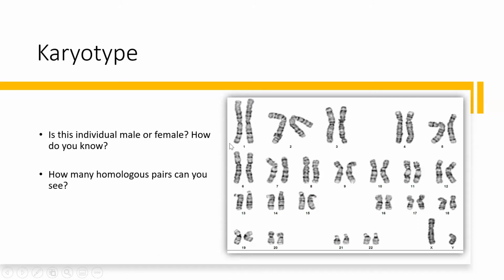If we look at the karyotype though, how many homologous pairs have we got? We have got 22 pairs, because that is not a pair at the end. What is our diploid number? So what is 2N?